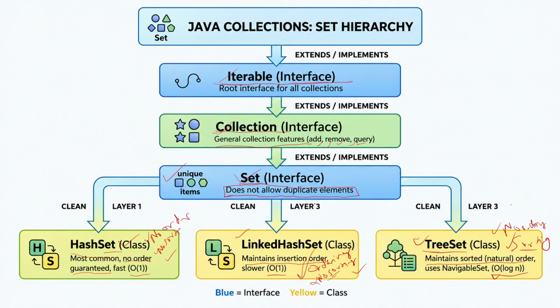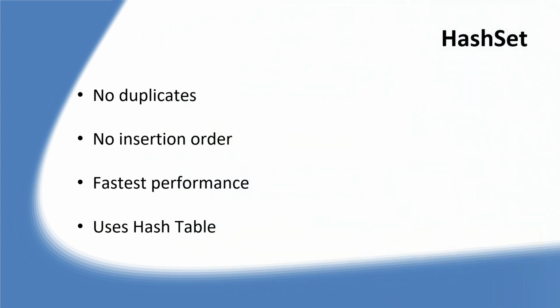So Set extends the Collection interface, and 3 commonly used implementations are HashSet, LinkedHashSet, and TreeSet. And each has different ordering and sorting behavior. We have discussed both. So let's first try to understand the first implementation class, that is HashSet.